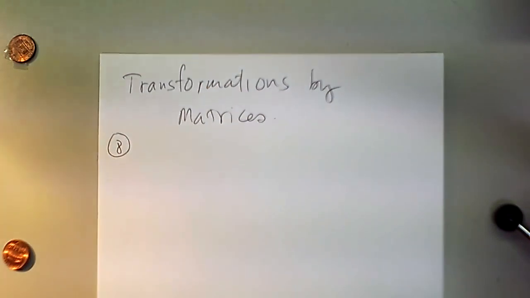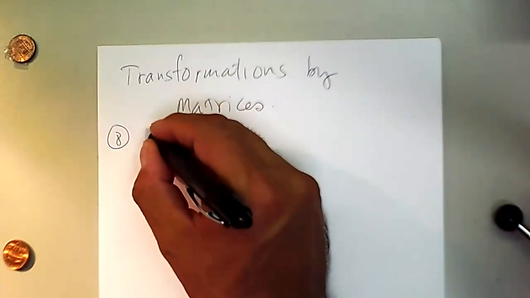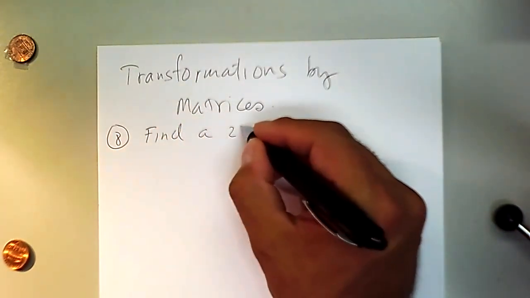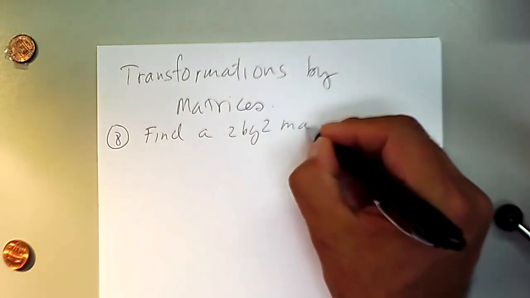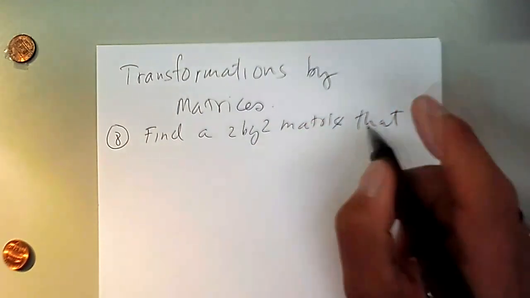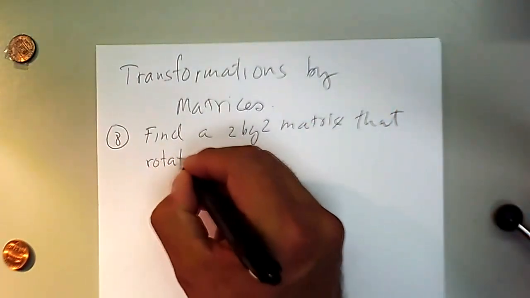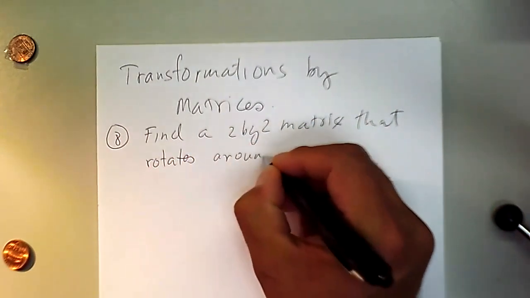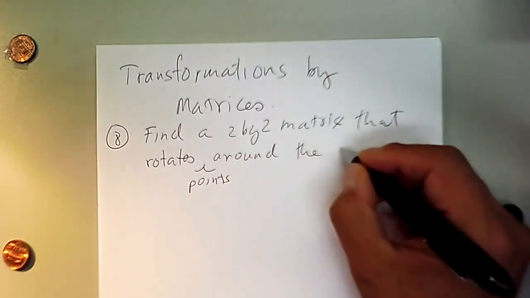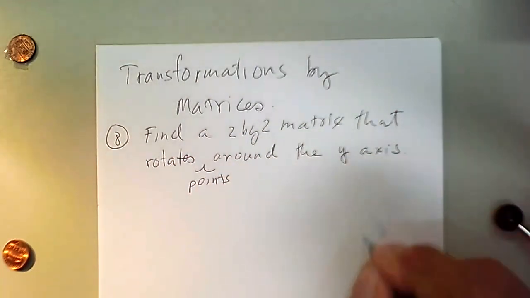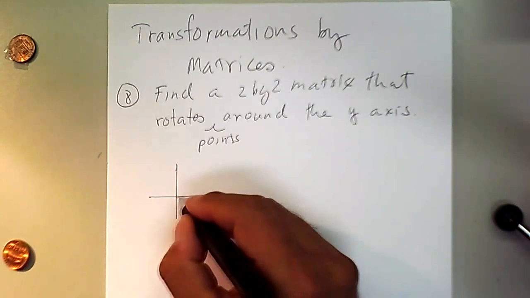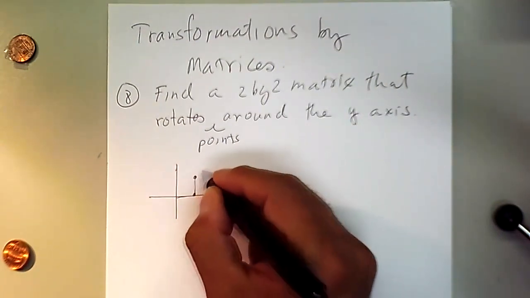Okay. So in example 8, this is a little bit of a different problem. We want to find a 2 by 2 matrix that rotates points around the y-axis. Okay, so this is what we mean. Say you have a point here. Let's just label it 2, 3.